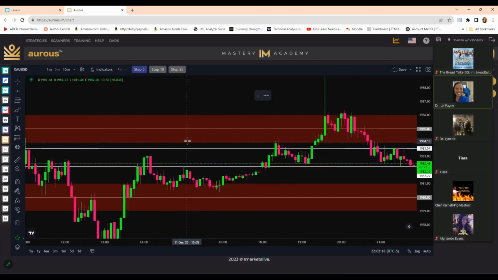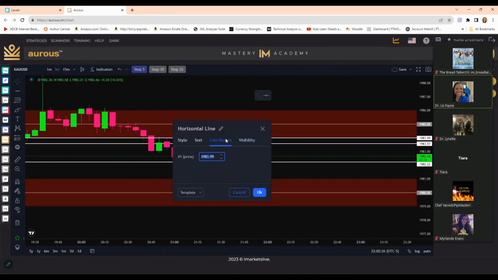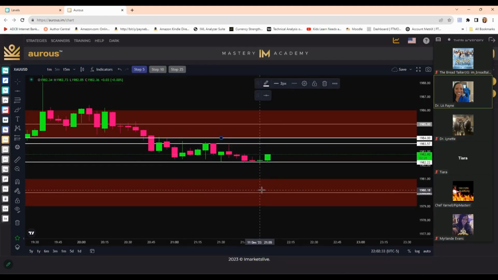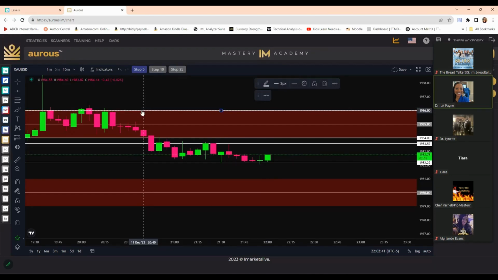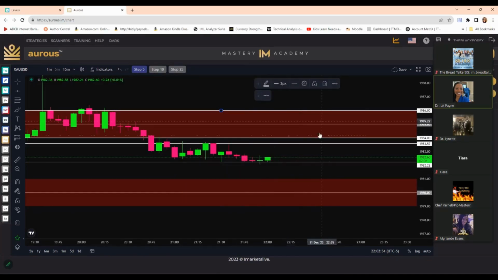So right now, our current zones for gold, we're looking for gold to either go here, which is at about 1984, and then the top is 1986. So this is a real zone, and you can break it in half.